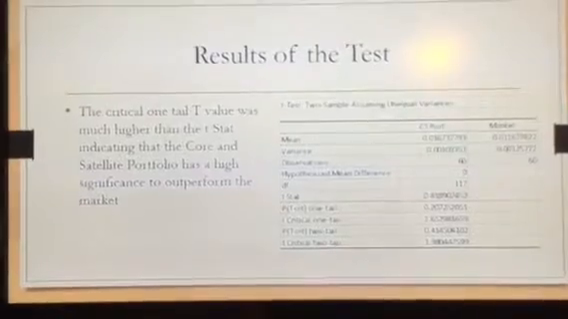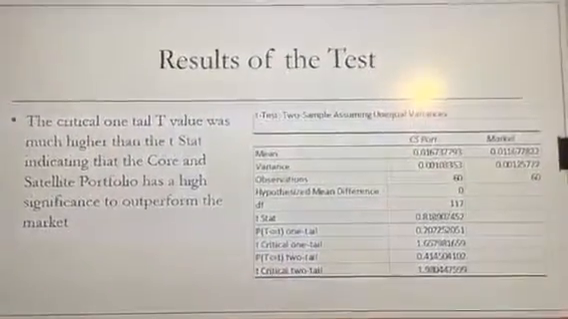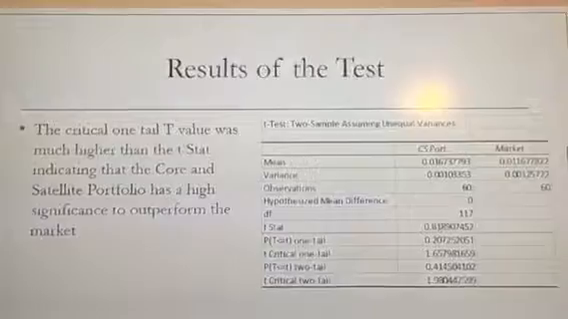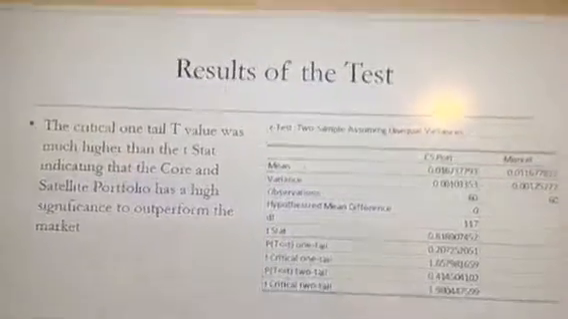Another way of testing the strategy was to perform a two-sample t-test assuming unequal variances. I found that the critical one-tailed t-value was much higher than the t-stat, indicating that the core and satellite portfolio has a high significance to outperform the market.